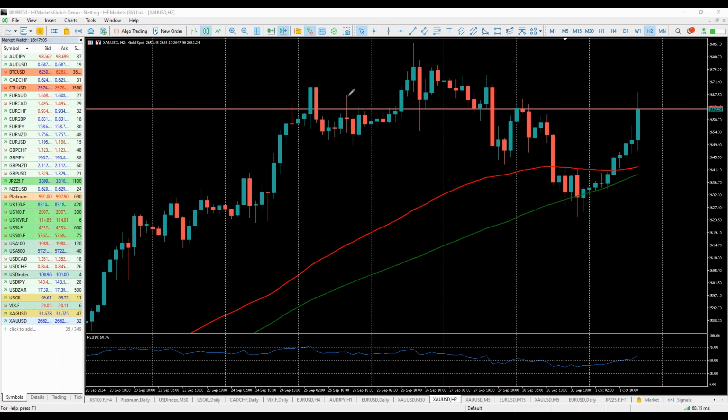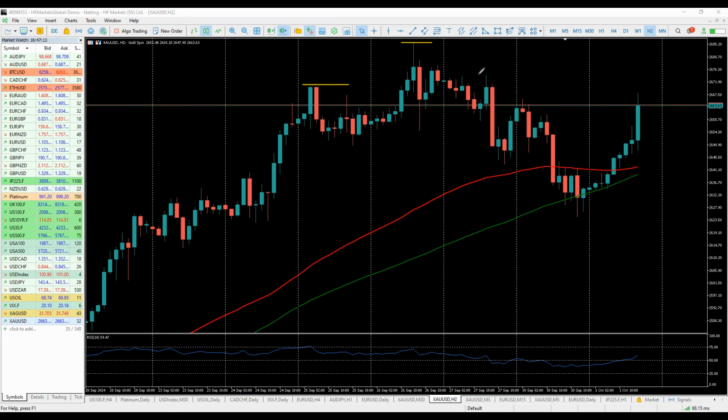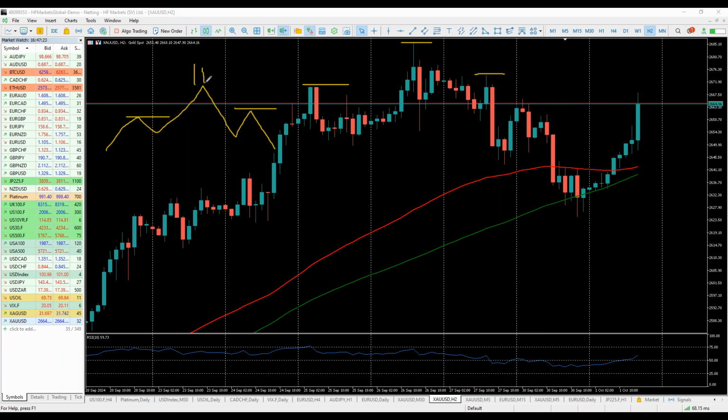Now, if we look at gold, we saw a head and shoulder pattern. So you can see basically we had the high here. Before that, we had the lower high, and after that, we had the lower high. So we've got basically a pattern that looks like this. This is why it's known as the head and shoulder pattern, because you've got the head here and we have the left shoulder and the right shoulder as well.